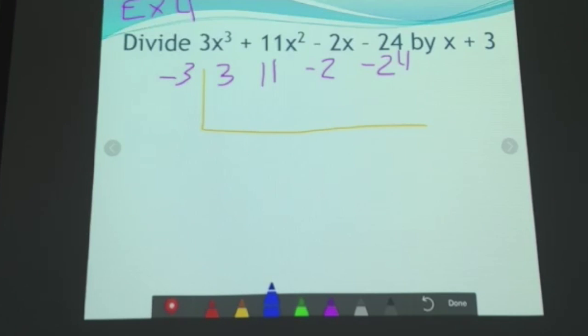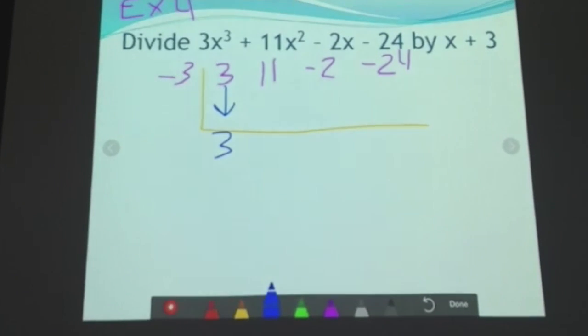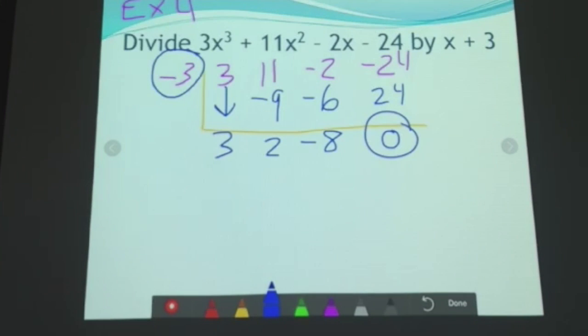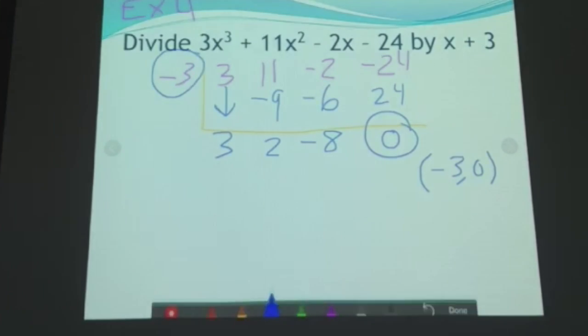So check your steps. We drop the 3 down. -3 times 3 is -9. Add straight down. -3 times 2 is -6. Add straight down. And -3 times -8 is a +24. Add straight down. So what you should have found is that you know for sure that that graph is going to have a point at (-3, 0). And more importantly, if it's a 0, what does that mean about that point? It is a solution. Excellent, yes.